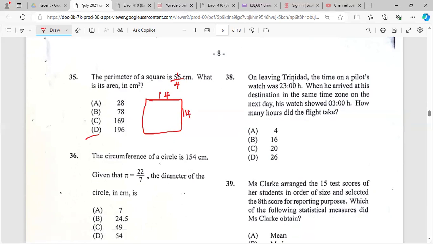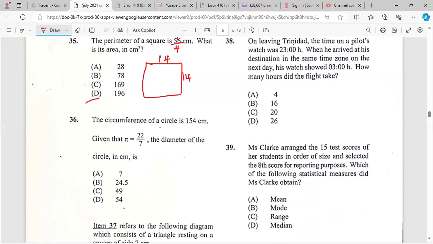Alright, this one says the circumference of a circle is 154 centimeters. Given that pi is equal to 22 over 7, the diameter of the circle in centimeters is. So 2 ways we can find circumference. Either 2 pi r or pi d, right?